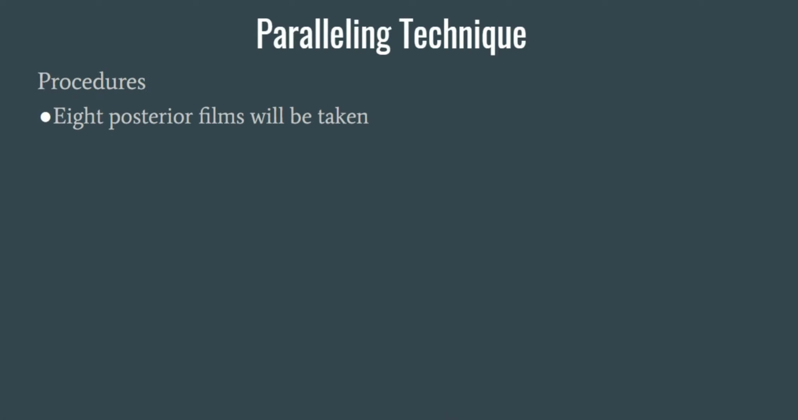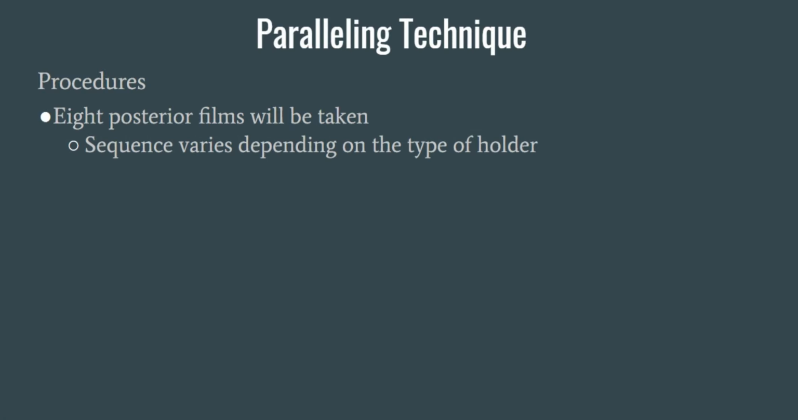For the exposure sequence here, we will have 8 posterior films to take. And the sequence is going to vary depending on the type of holder that you're using. So we're going to discuss as if we were using the XCP instrument, which is the colorful rings.